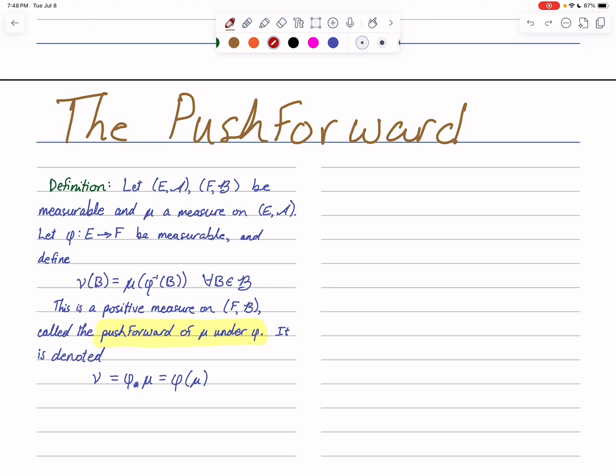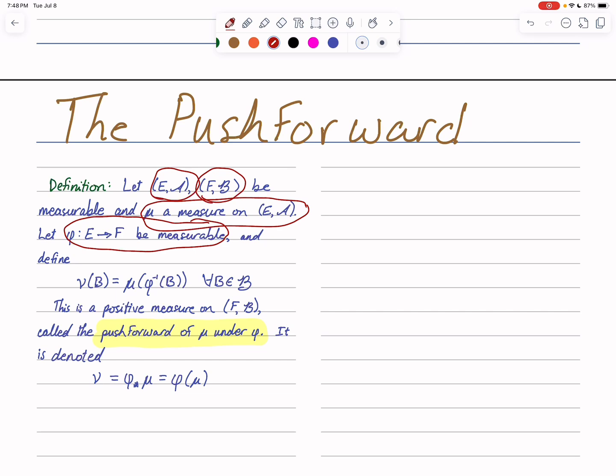So suppose that we have two measurable spaces. The first one is (E, A), the second one is (F, B). Suppose, moreover, that we have a measure mu on (E, A). That's a positive measure, okay? Also suppose that we have this measurable function from E to F, which we're calling phi.